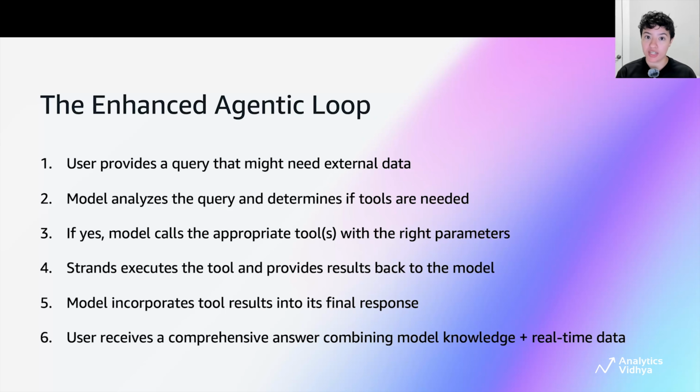If the tools are needed, the model calls the appropriate tool or tools with the right parameters. Strands then executes the tool and provides the results back to the model. The model incorporates the tool results into its final response. And finally, a user receives a comprehensive answer combining both the model's underlying knowledge and any real-time data that was provided by the tools. Let's run this enhanced agent now.